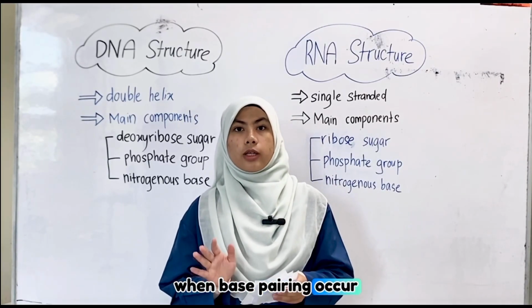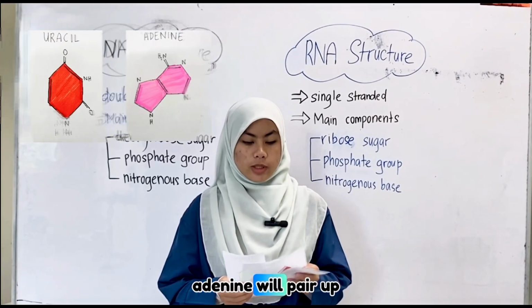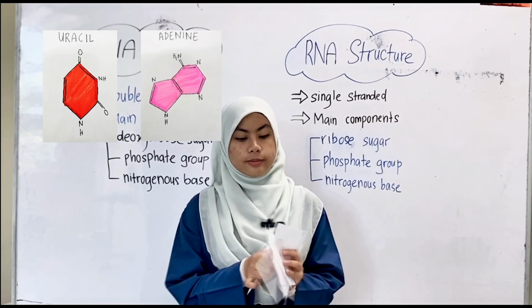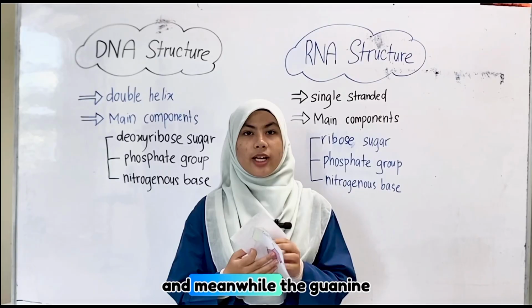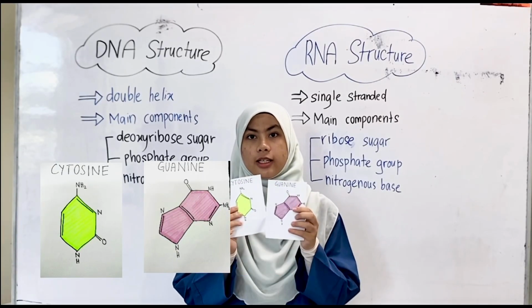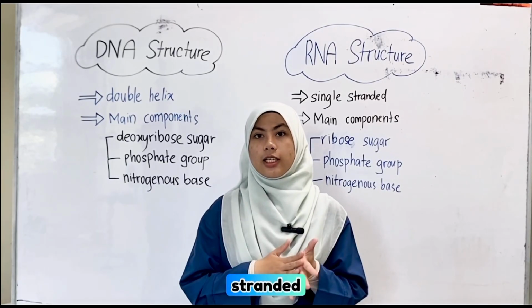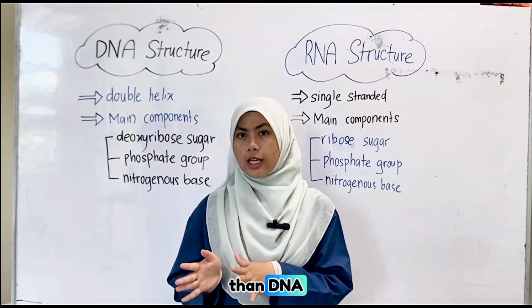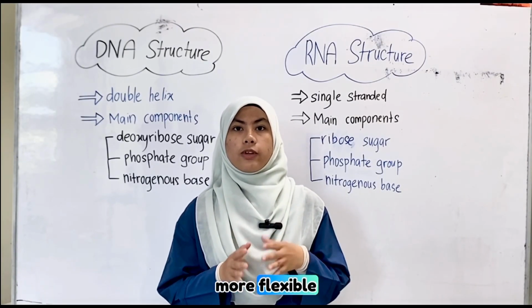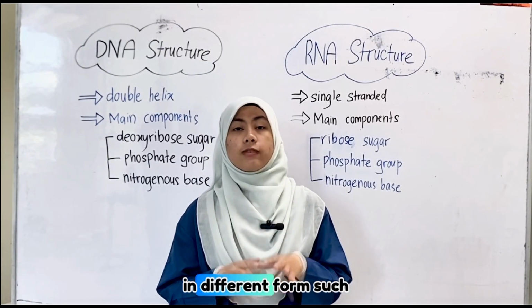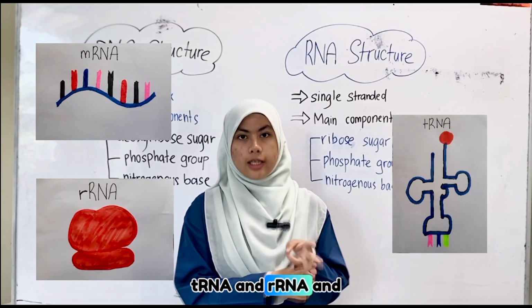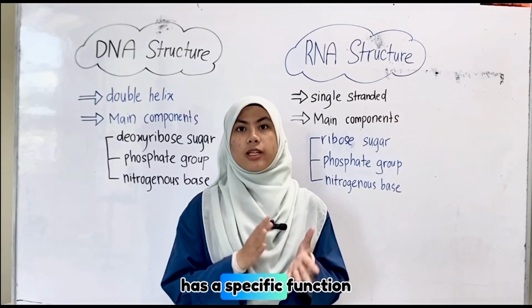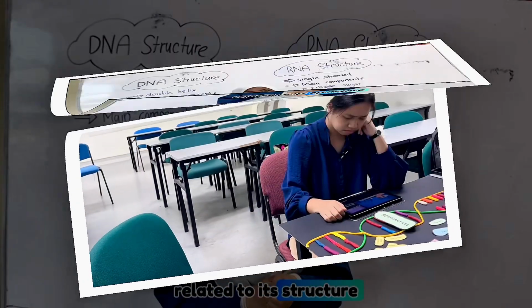When base pairing occurs in RNA, adenine will pair up with uracil, and meanwhile guanine always pairs up with cytosine. Because RNA is single-stranded, it is less stable than DNA. However, this makes RNA more flexible, allowing RNA to exist in different forms, such as mRNA, tRNA, and rRNA, and each type of these has a specific function related to its structure.